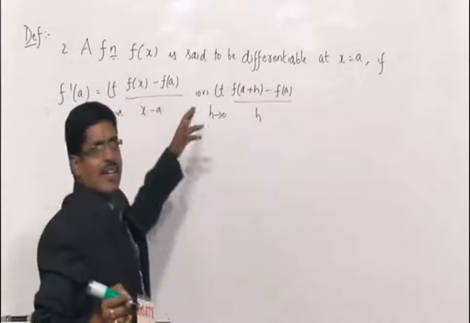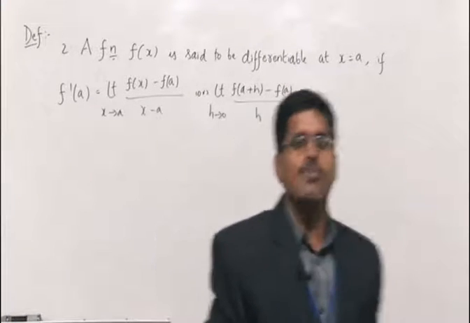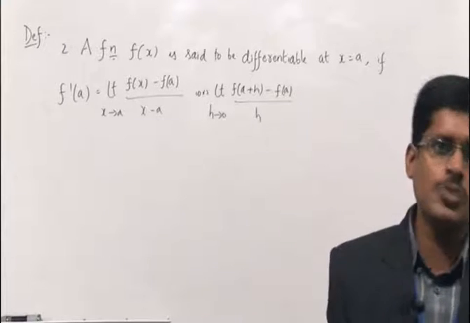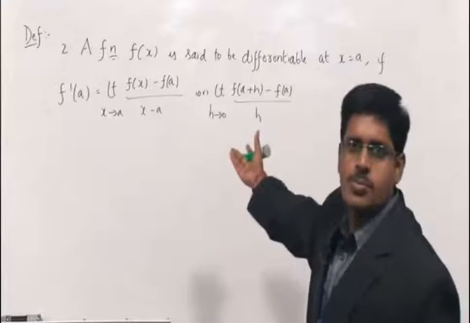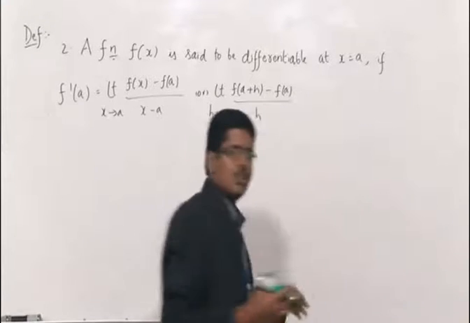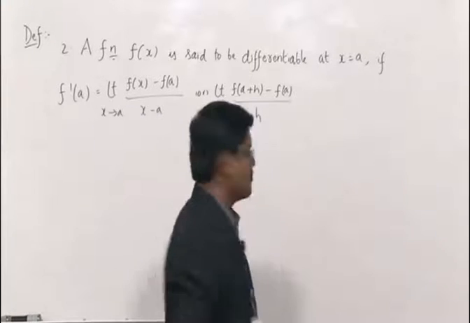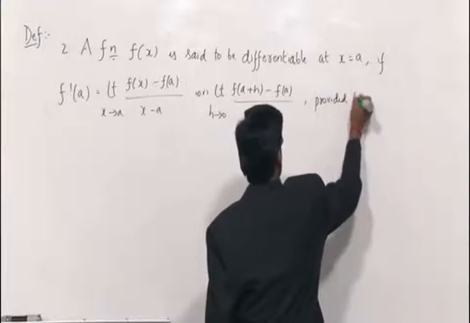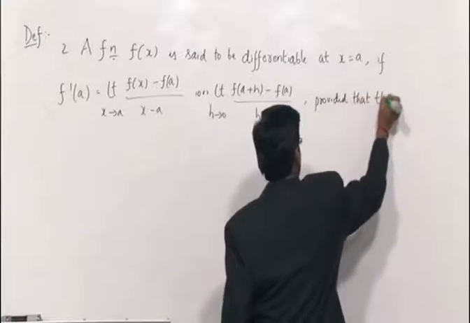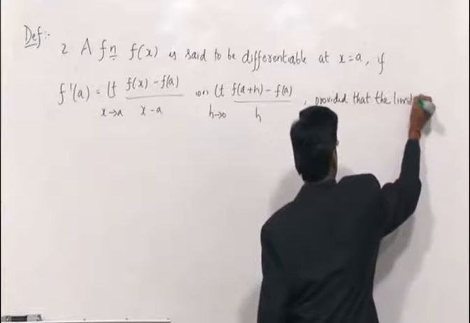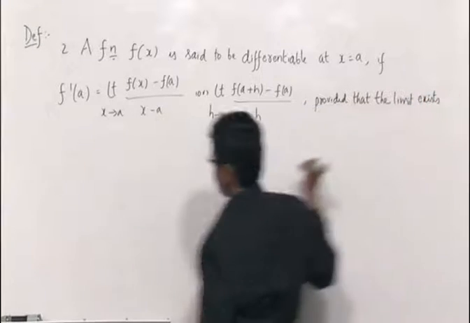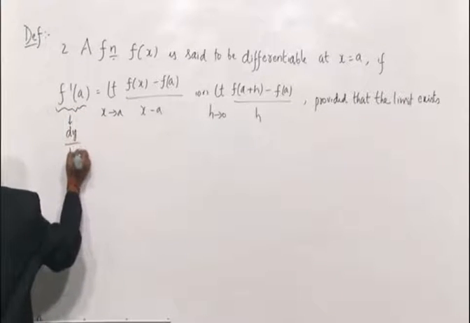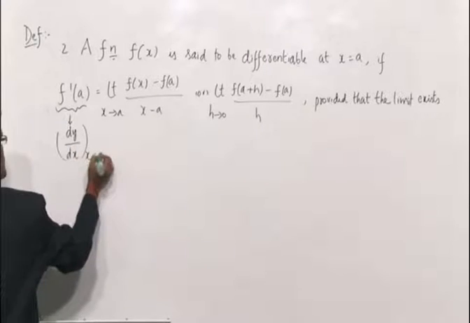This we have done in 11th standard 6 marks problems. Prove the derivative of sin x is equal to cos x. Prove the derivative of x power n is equal to n into x power n minus 1 using this procedure only, the derivative procedure only. Okay, that is, every derivative and continuity came from the basic definition of limits only, provided that the limit exists. Now this f dash a is also denoted by dy by dx, after substituting x is equal to a.